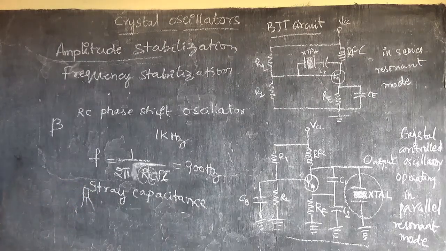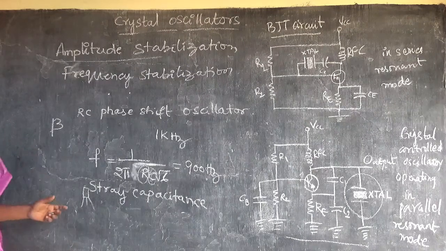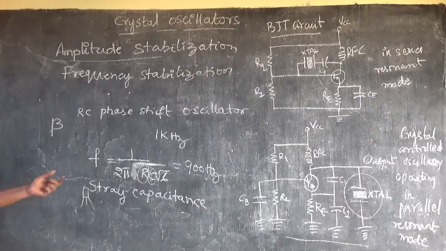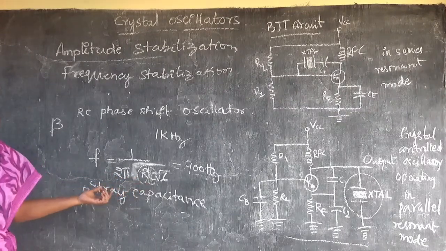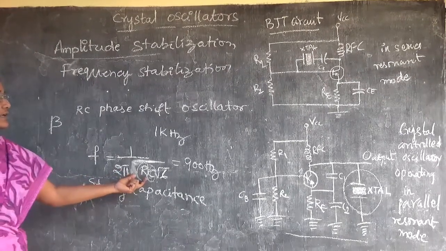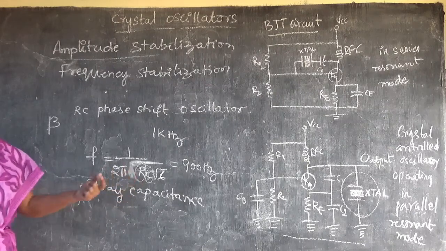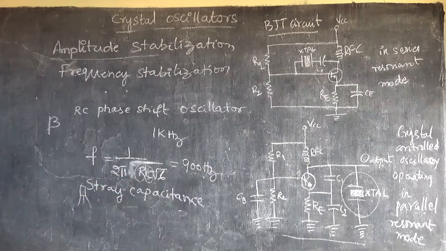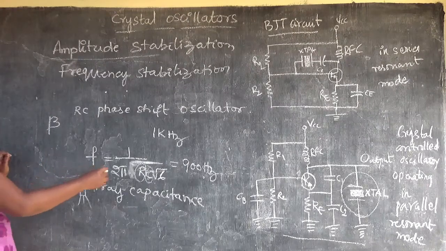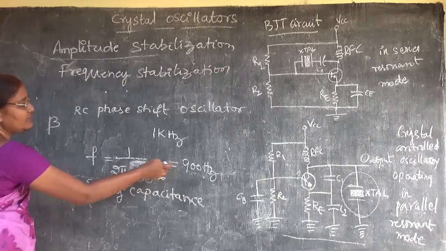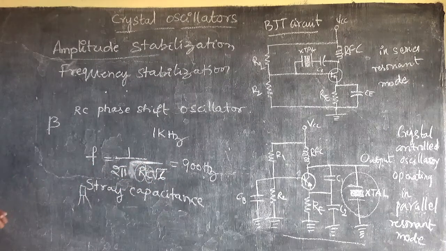So in frequency stabilization, we can't fix all the problems, but the main component problems can be fixed, and components will not change with the temperature and so on. So for frequency stabilization, we go for the crystal oscillators, and with the certain required measures we will take, the frequency will not drift as in all other oscillators. So this is about the crystal oscillators.